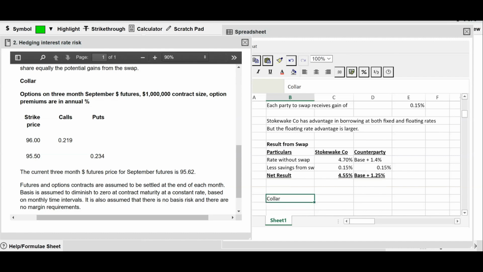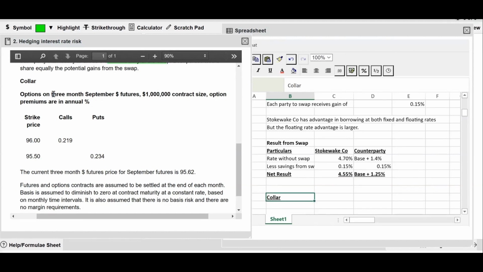Now the next requirement in the question is about calculating for collar. It has 3 months September futures, where 1 million is the contract size. And as far as collar is concerned, especially this being a case of borrowing, where we are selling the bonds, issuing the bonds to pay interest. So issuing the bonds is like selling, and what position do we take? We take a put position. So what are we going to do here? We're going to buy a put option and do the opposite, and that's going to be the call option.